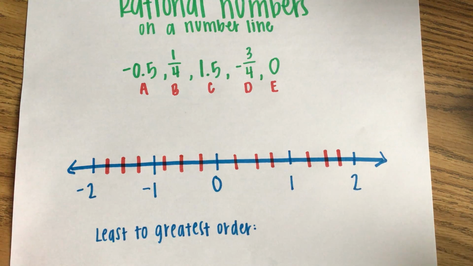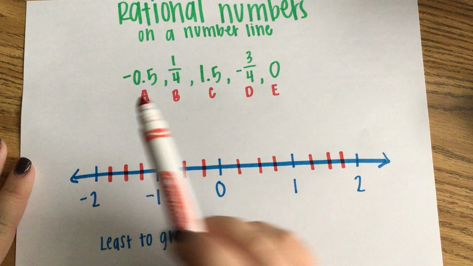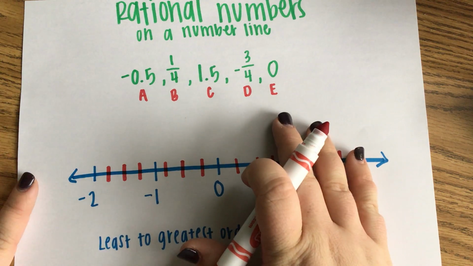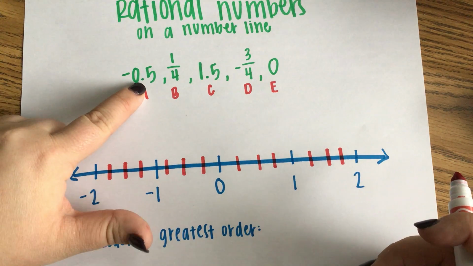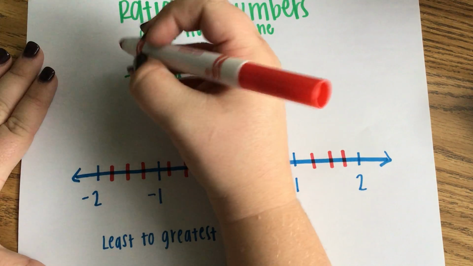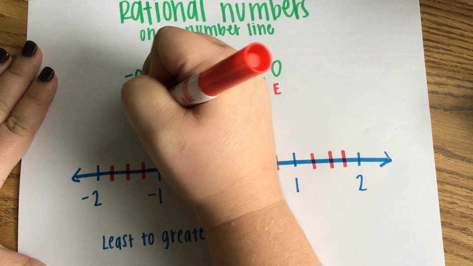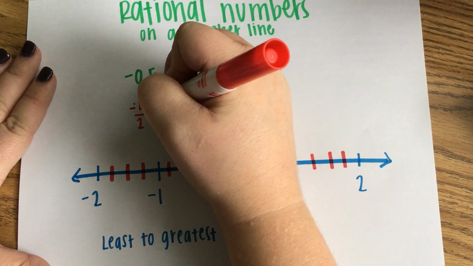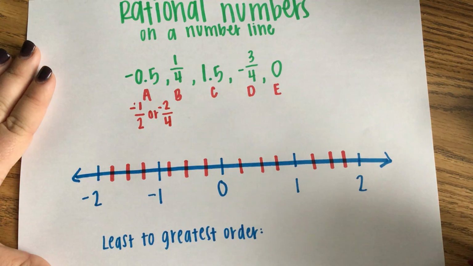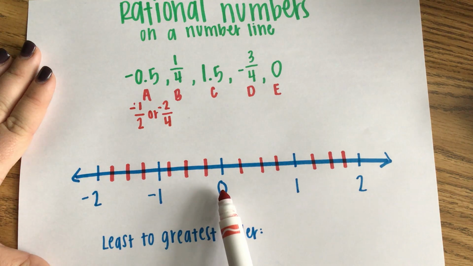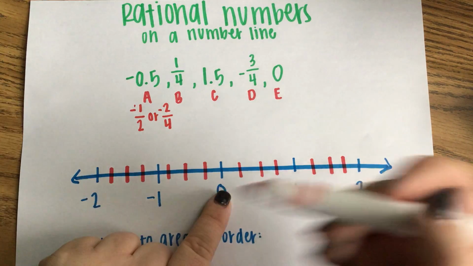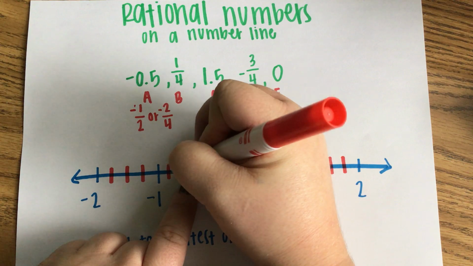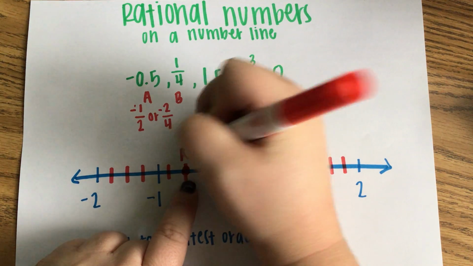So now I have to plot. Negative 0.5. To think about this, I always think it's easiest to convert all these into one thing. So I know this negative 0.5 is also negative 1/2. But I know negative 1/2 is also negative 2/4. So I would start at 0 and go to the left, because that's where your negatives are, 1/4 and 2/4. Put a dot and then put the letter A.